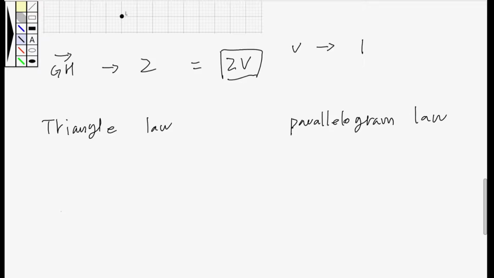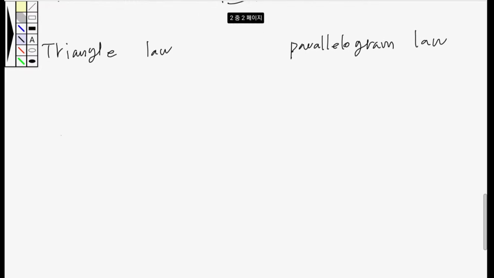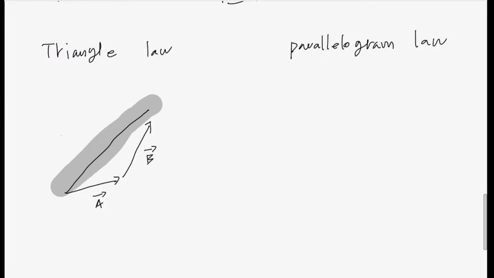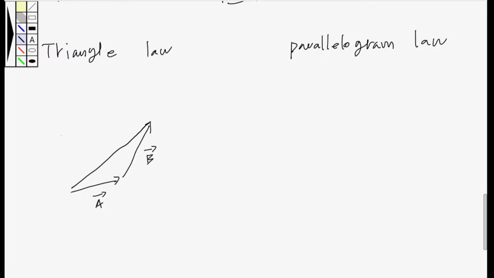Let me explain about these laws briefly. So triangle law is: if there are two vectors, vector A and vector B, and there is another vector connecting these two vectors, this is vector C, and in that case we can say vector A plus vector B is the same as vector C.